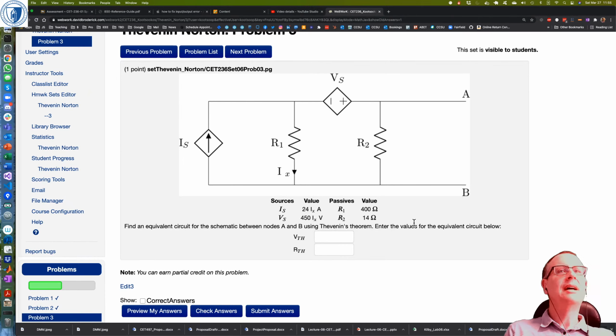Once we've got RTH, then we also need to figure out what the Thevenin voltage is, and we need to look at the open circuit voltage in order to do that, which open circuit voltage will be VTH. Okay?